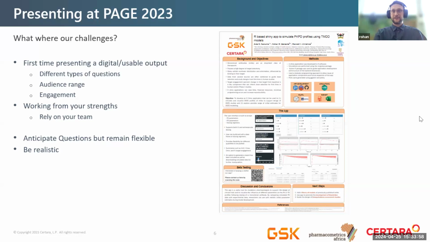And so a good strategy when reporting, say, a poster at PAGE, for instance, is to try and anticipate the types of questions that you might get. But it's also important to remain flexible within what you could possibly anticipate, right? You don't want to bog yourself down in like, I thought it was going to go this way, and then it went a completely other way, and now I'm unable to handle the situation. And it ties into the last point, which is be realistic, meaning at every single presentation of a thing, whether it be a model that you're presenting.